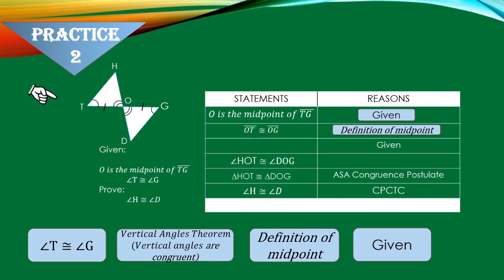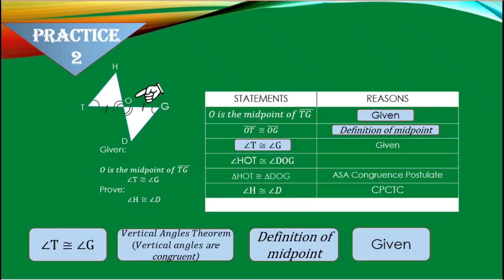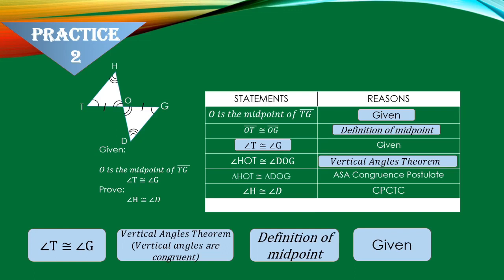Additional given. Angle T is congruent to angle G. Check your answer. Next, angle HOT is congruent to angle DOG. Reason, vertical angles theorem.